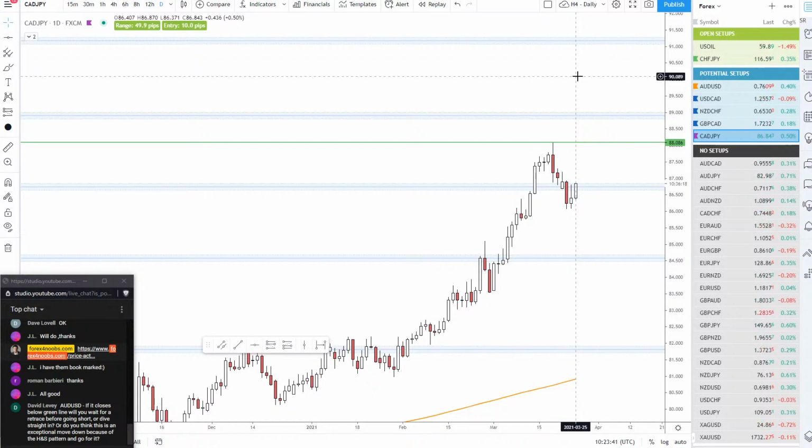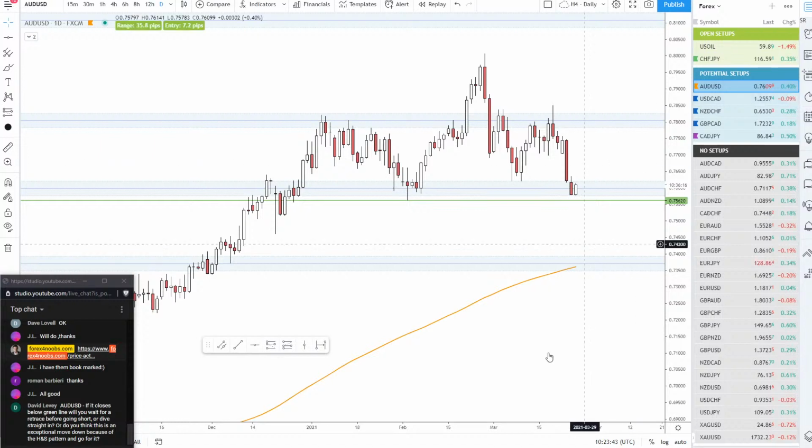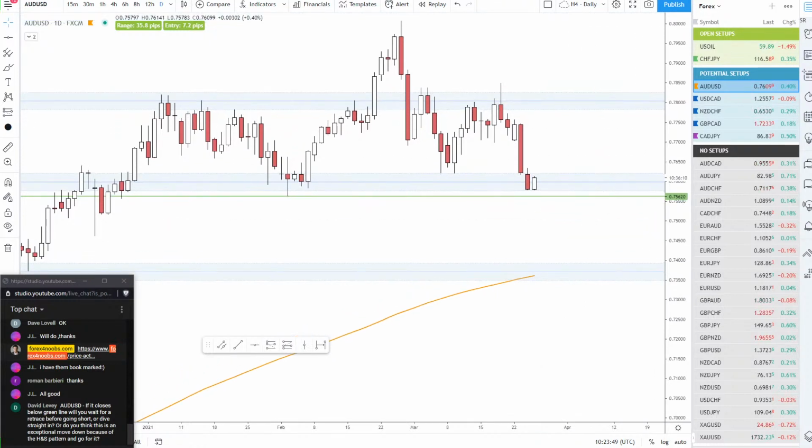David, I wouldn't wait for a retrace. I'd just dive straight in. Also, it depends how far below it closes. If it were to drop down to here or something, there's no way I could place a safe stop loss beyond the green line and beyond the resistance area, former support area. So I wouldn't even bother entering the trade.